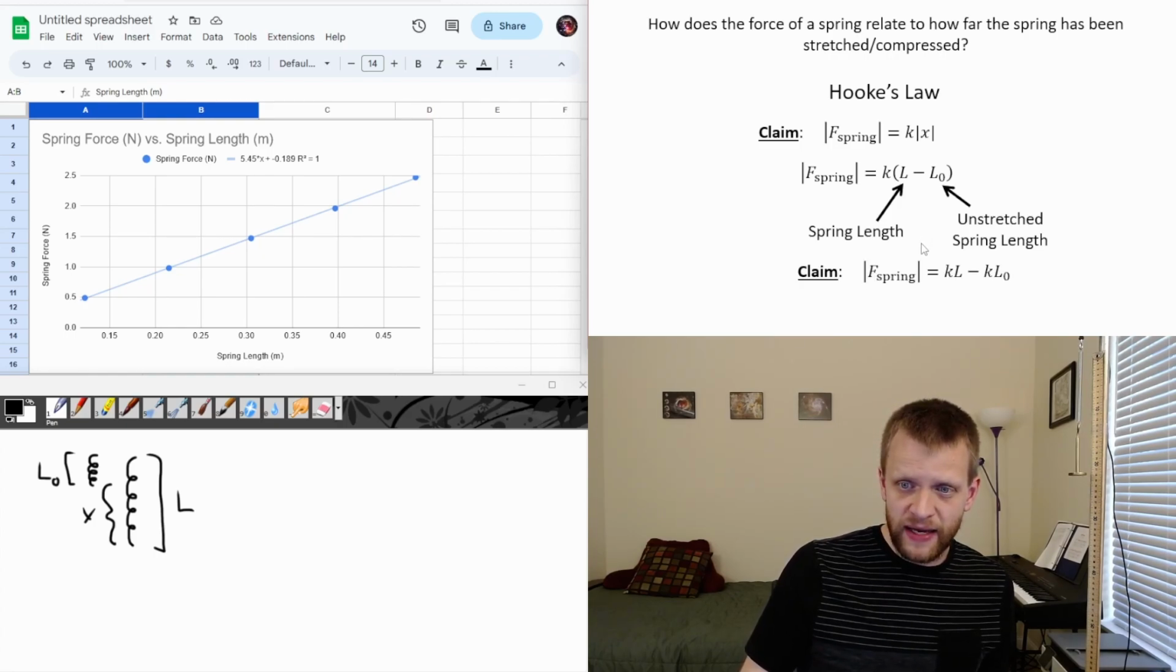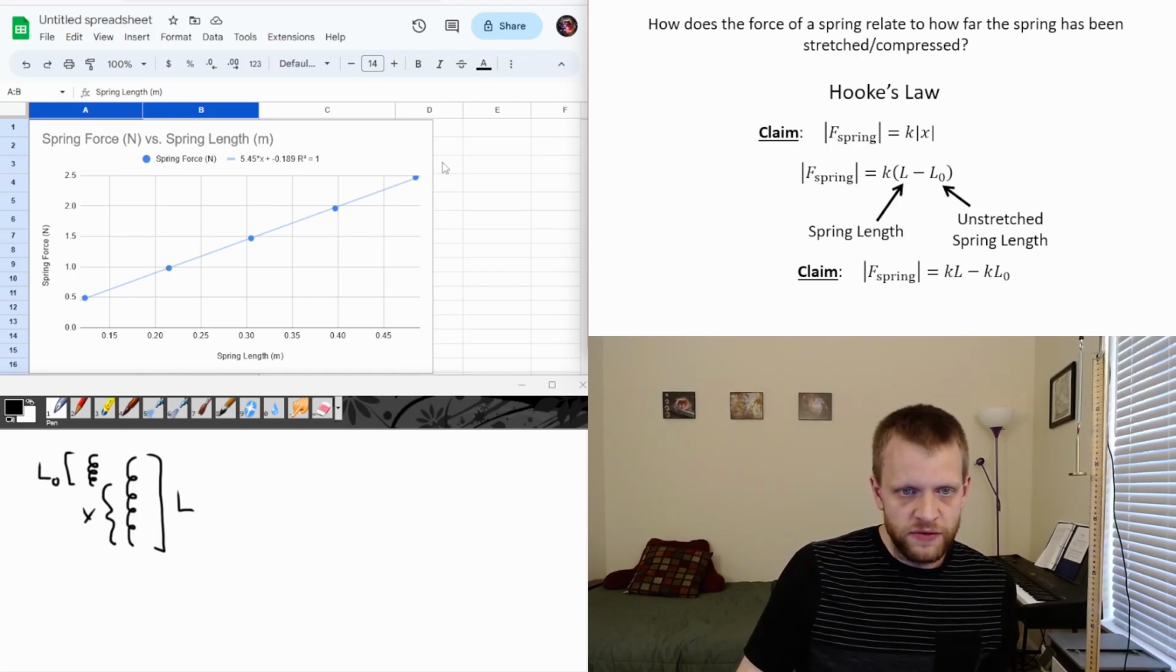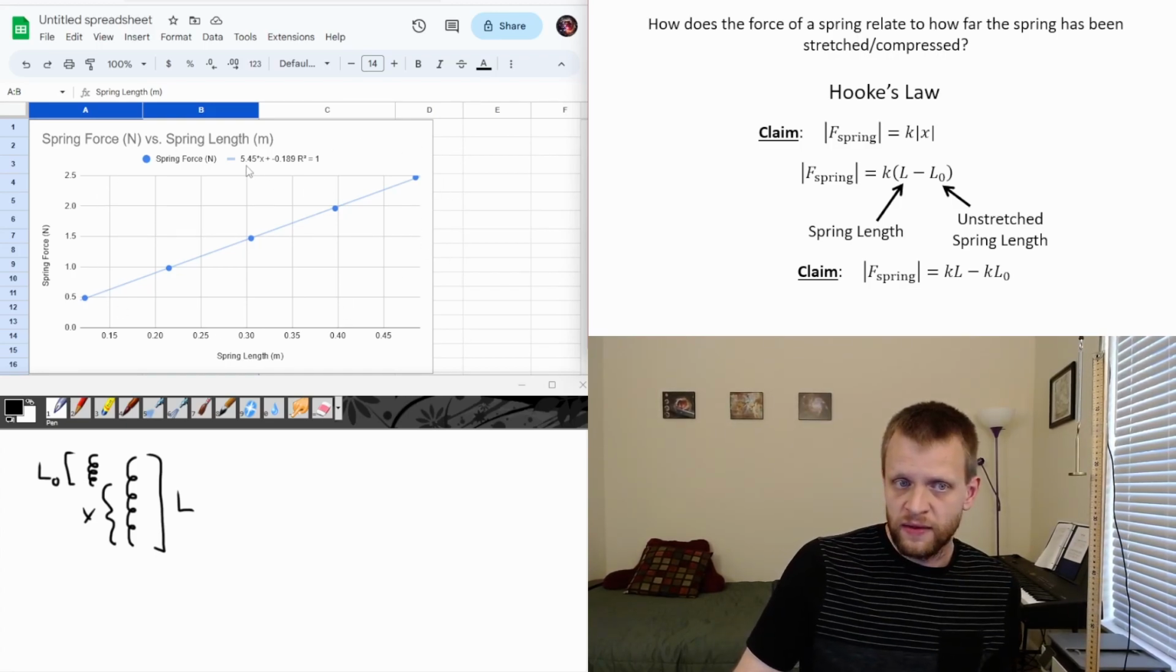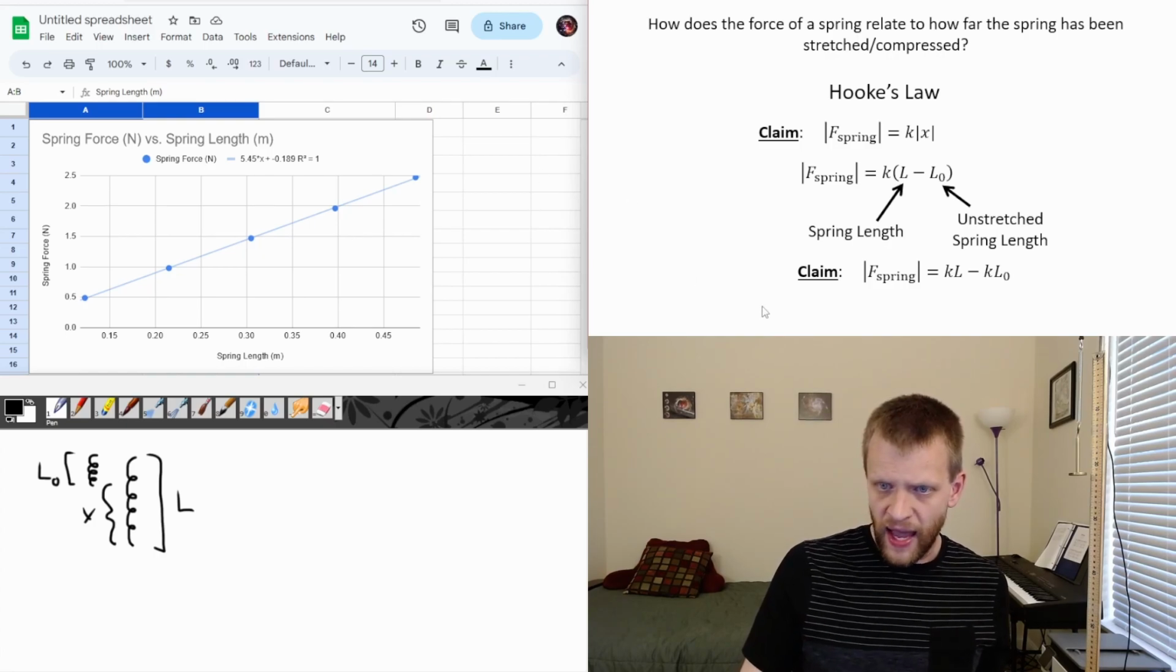And we can expand that out a little bit, saying, well, our claim is that the force of this spring is equal to the spring constant times the full stretched length of the spring minus the spring constant times the unstretched length. When we have some set of data with some particular best fit equation, what we want to try to do is compare our best fit equation, which takes all of our data into account and finds the pattern in that data, to our claim.